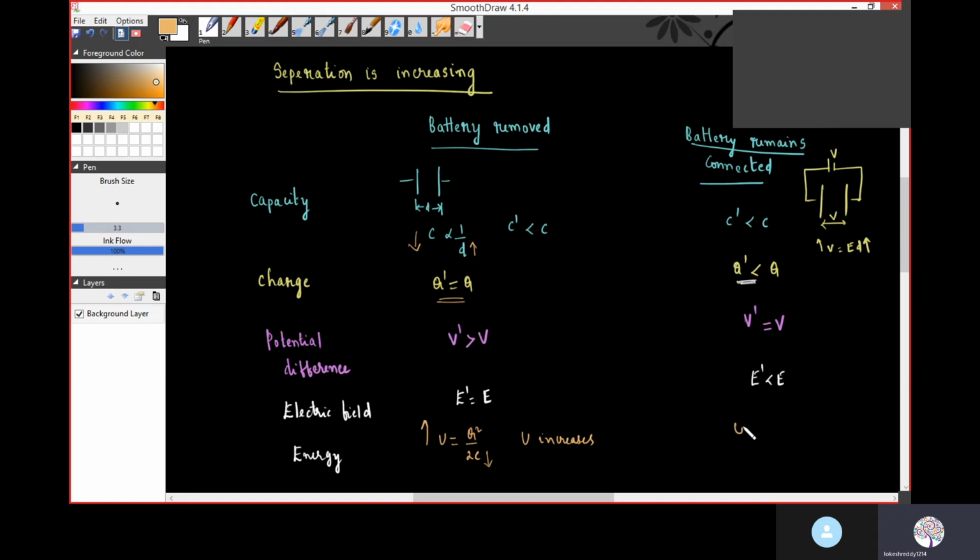Now here V is constant, so I will write U is equal to half CV square. Here Q is constant, so that's why I wrote Q square by 2C. Now here potential is constant. What is happening to capacitance? Capacitance got decreased. So the energy gets decreased.